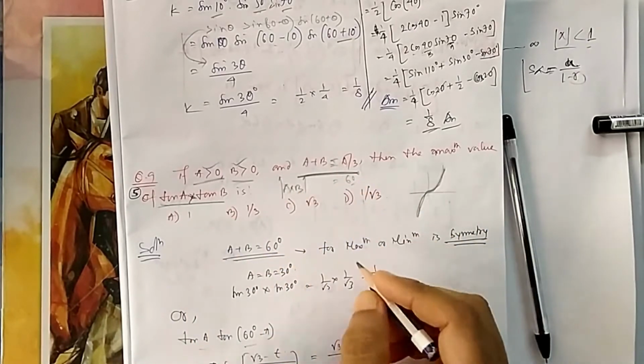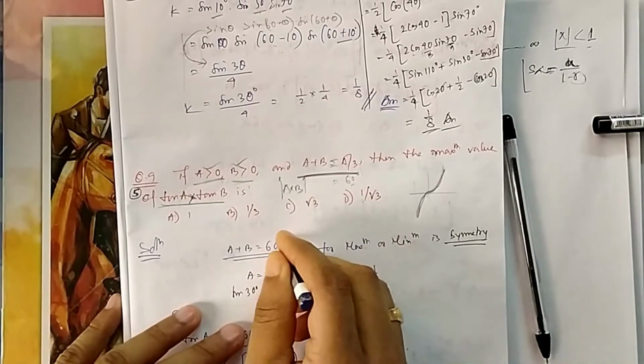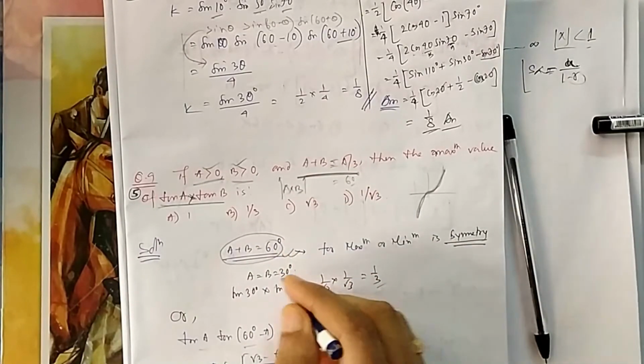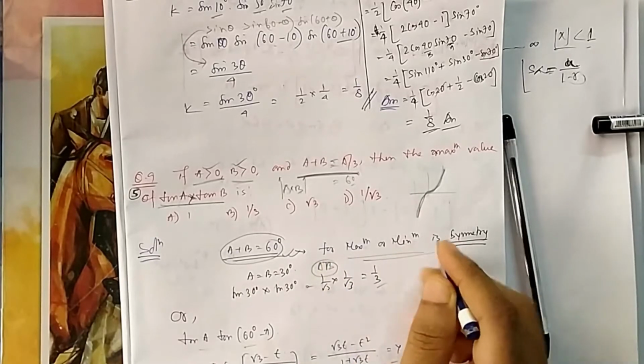There is a formula, I think you will see it in progressions, so you can use that, or we can go by differentiation also. A plus B is given as 60. So when will A into B be maximum? For maximum and minimum you will always see there will be a symmetry.